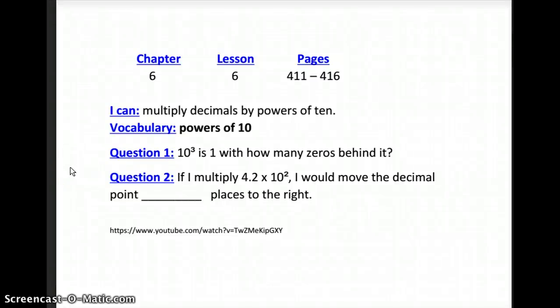Today's lesson is Chapter 6, Lesson 6, which can be found on pages 411 through 416. Our objective is I can multiply decimals by powers of 10. Vocabulary, powers of 10. Question 1.